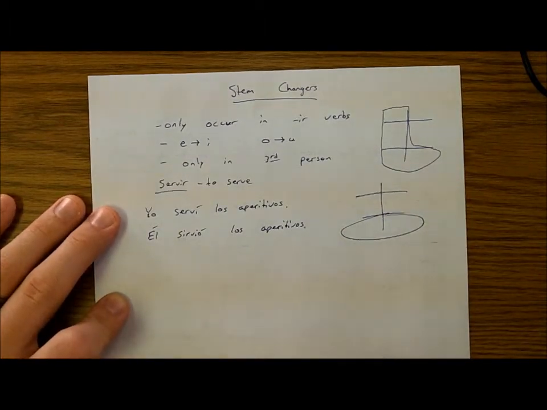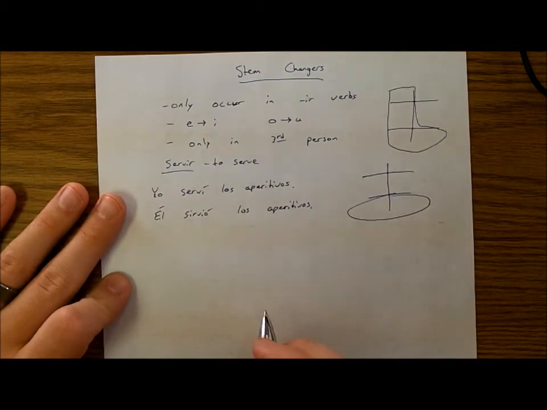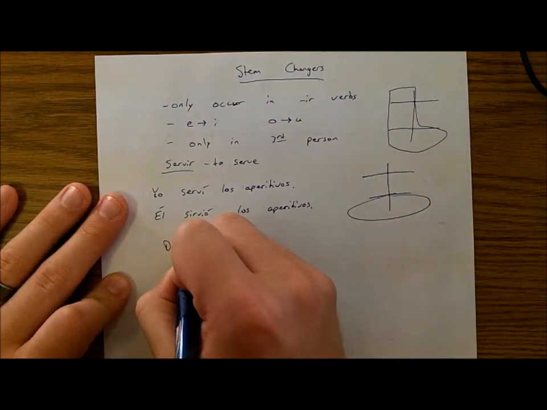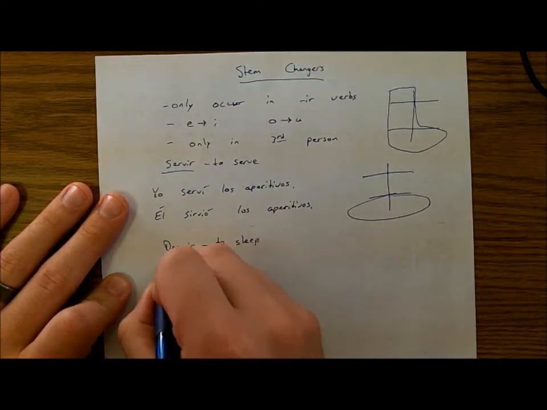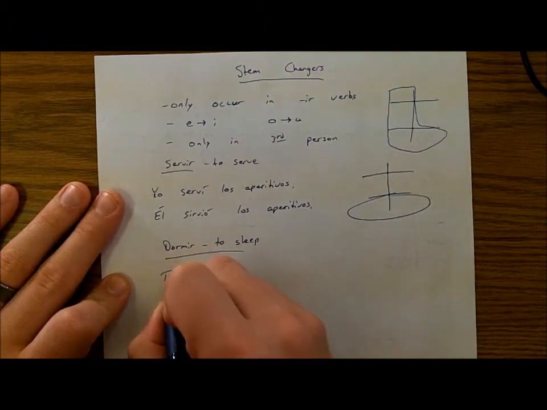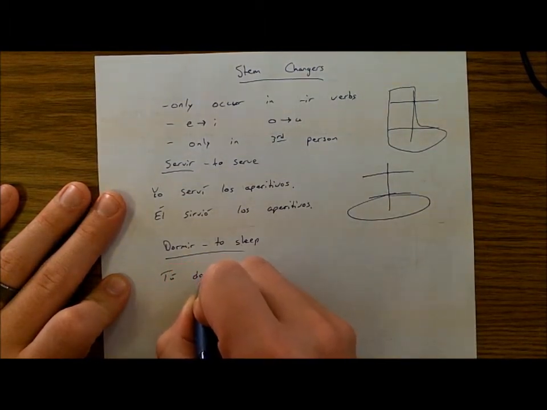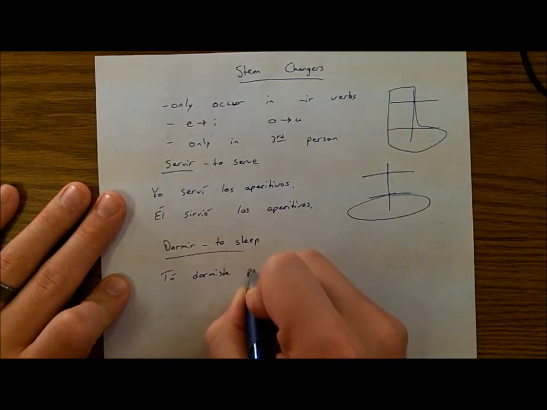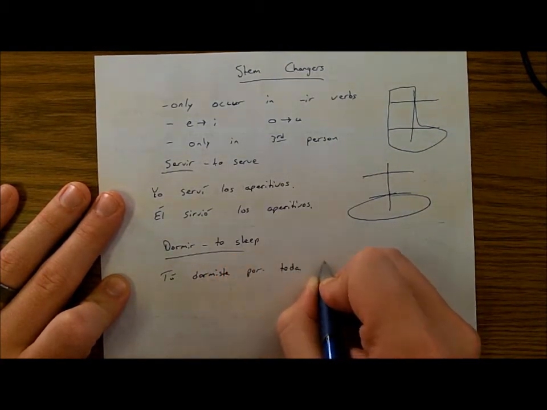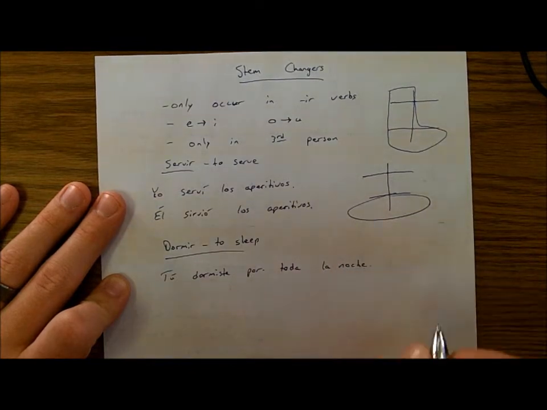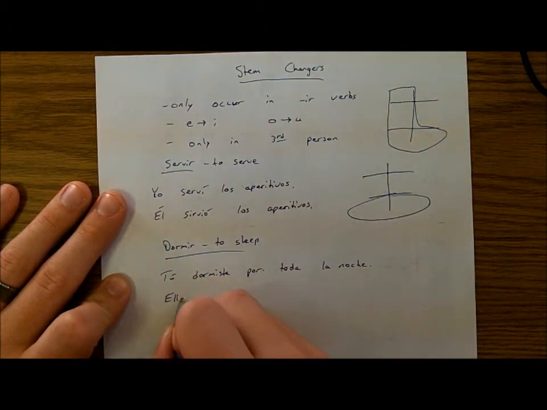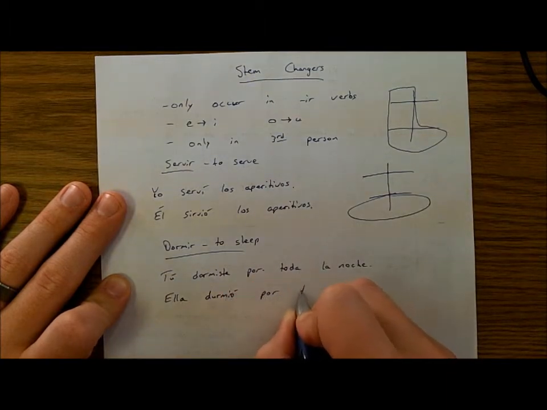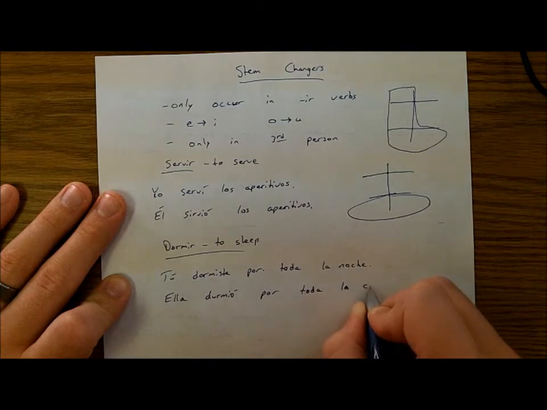So what about you slept all night? We use the verb dormir, to sleep. So we have tú dormiste por toda la noche. Totally normal, no change. But when we have she slept all night, ella durmió por toda la noche.